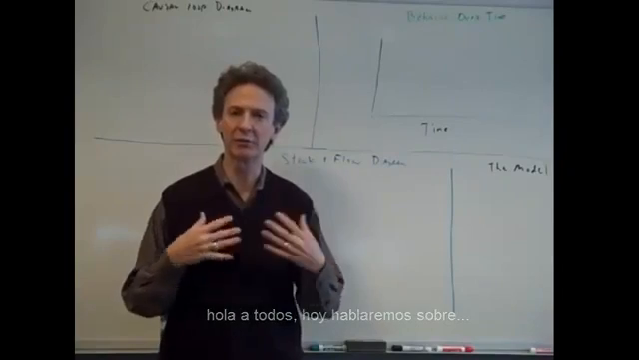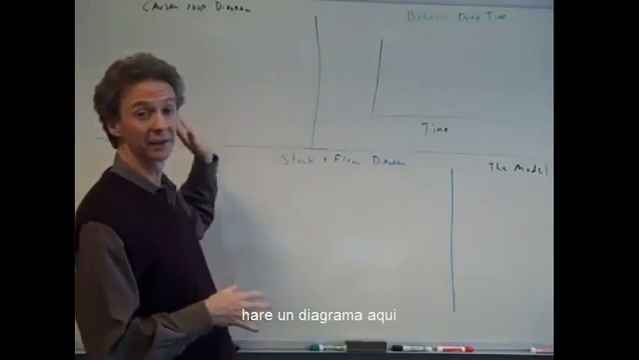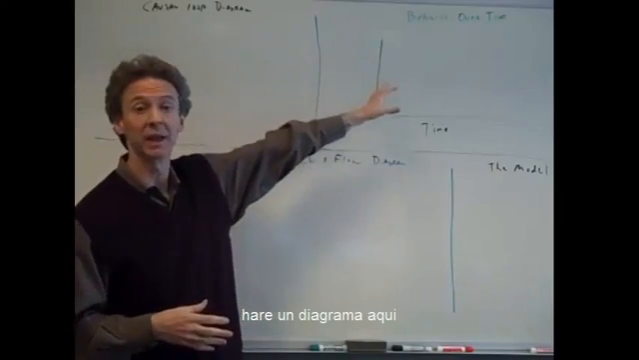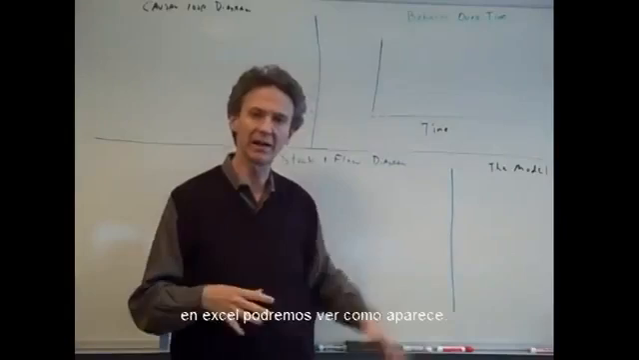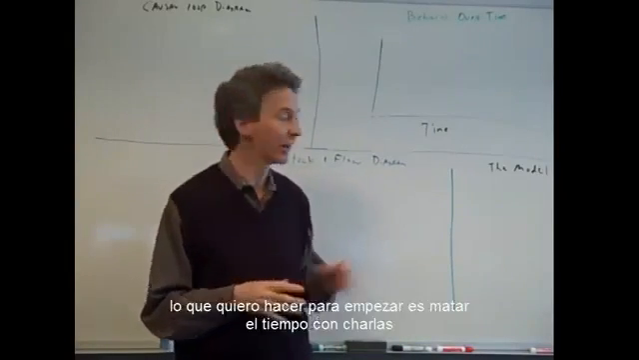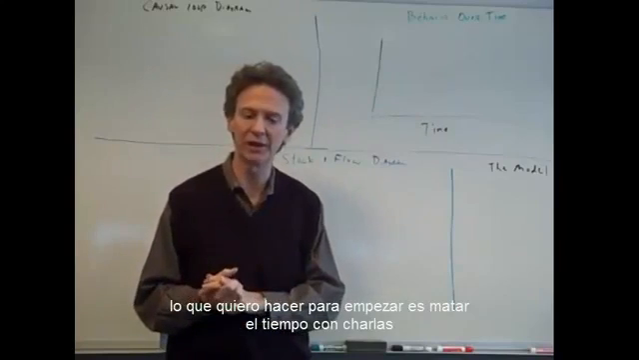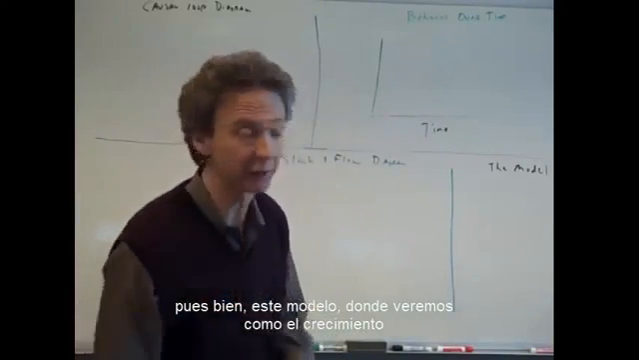Today we're going to talk about growth, and we're going to go through our usual four things of causal loop diagrams, behavior over time diagram, stock and flow diagram, and then model it in Excel and see what it looks like. And what I wanted to do though is start with the behavior over time diagram and just talk about what we usually think of as growth.